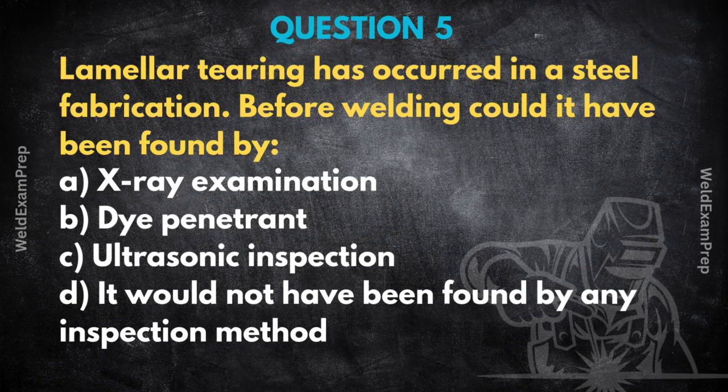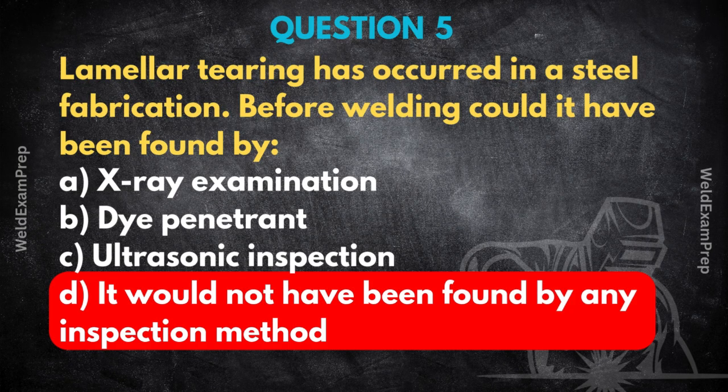Okay, the key here and the correct answer is D. It would not have been found by any inspection method. Not at all. Why not? Because lamellar tearing is a defect that is caused by the welding process itself. It doesn't exist before you weld. It happens typically during cooling, right after welding, mostly in thick, rolled steel plates.